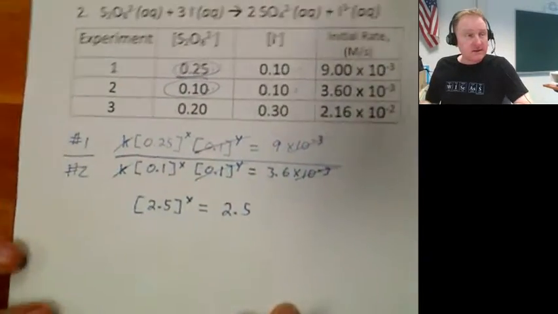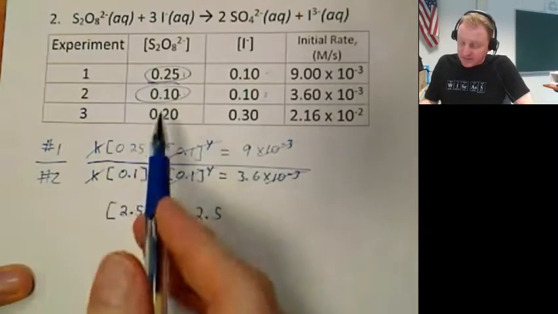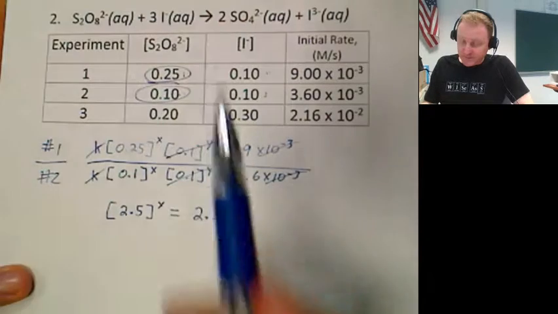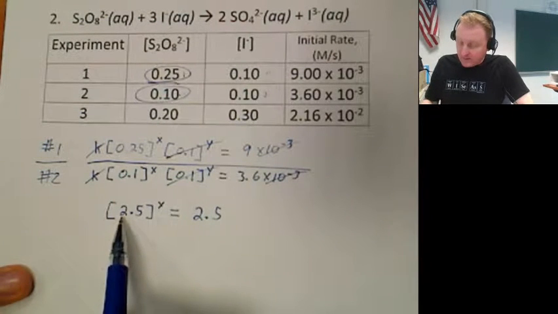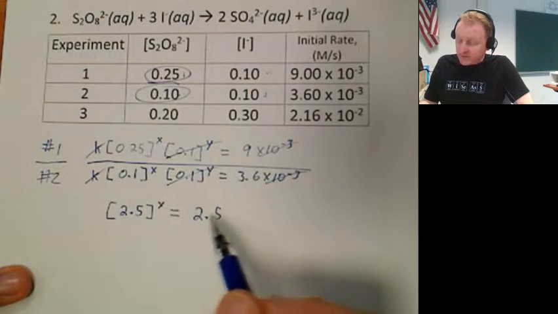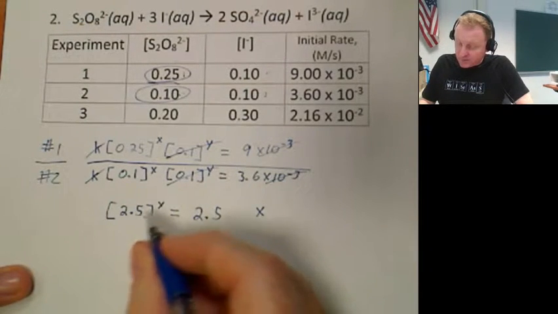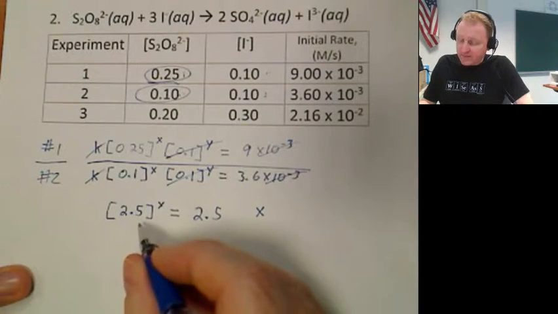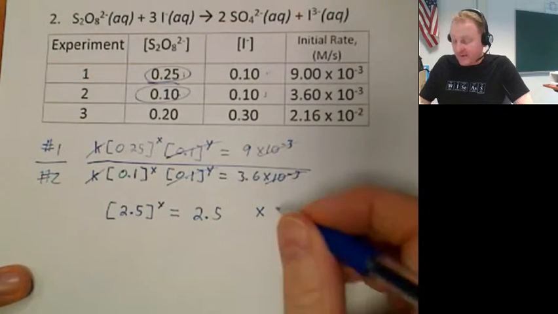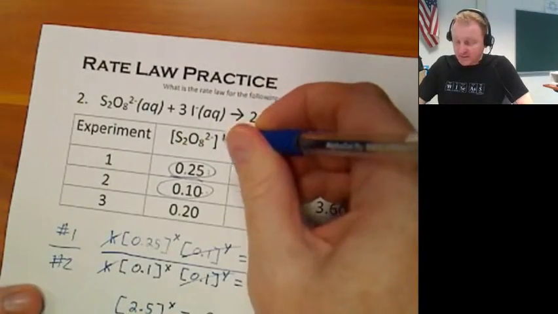So what this is saying between experiments 1 and 2 is that the other reactant stayed the same, but the concentration of this polyatomic anion went up 2.5 times, and it made the rate go up 2.5 times. Therefore, x, what could this be raised to? 2.5 raised to what power is 2.5? It's the first power. So that's a first order reactant. So we just learned that this is a first order reactant.